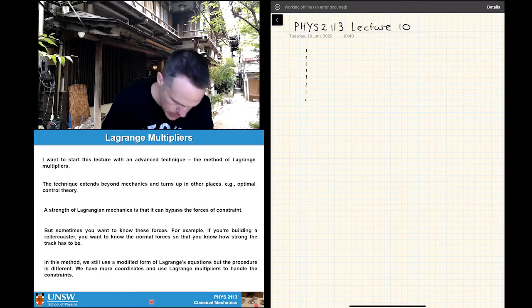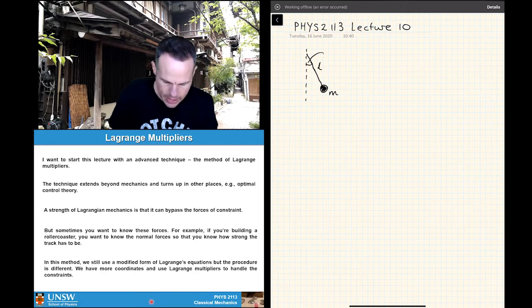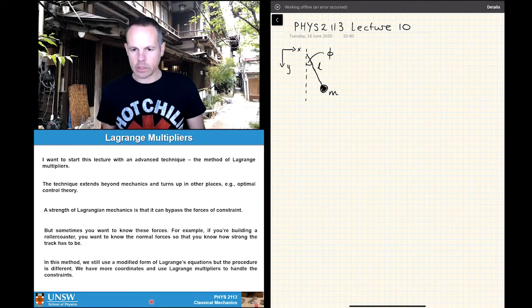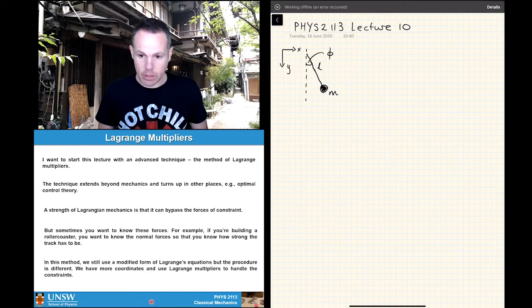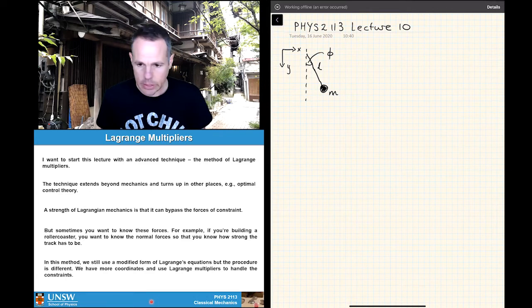You've seen this a few times before now. We've got a mass m connected to a pivot point via a string of length L, and there's an angle in here, phi. Usually for most of these problems we set up our coordinate system so that we have y pointing downwards, to make things nice and easy in terms of the coordinates.